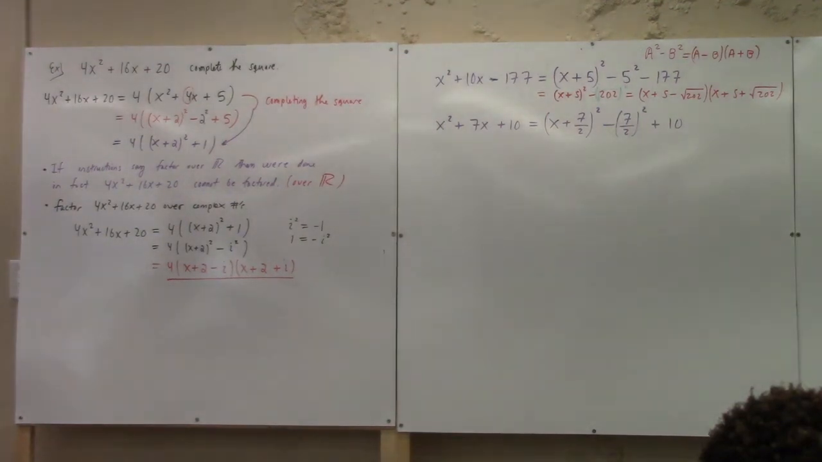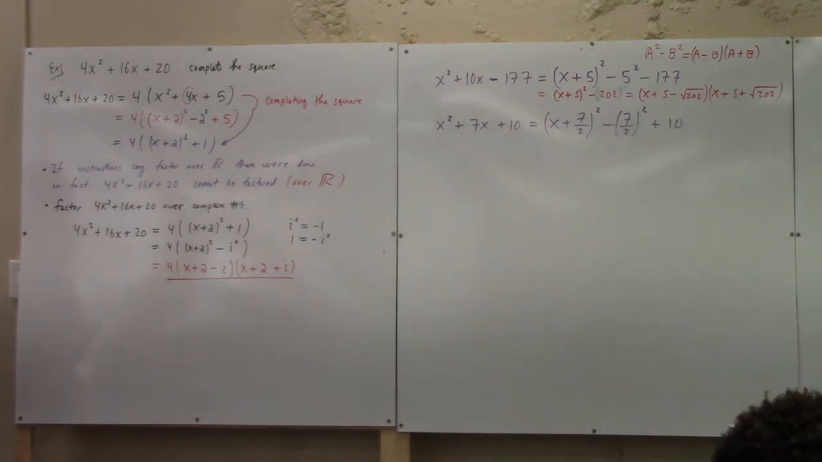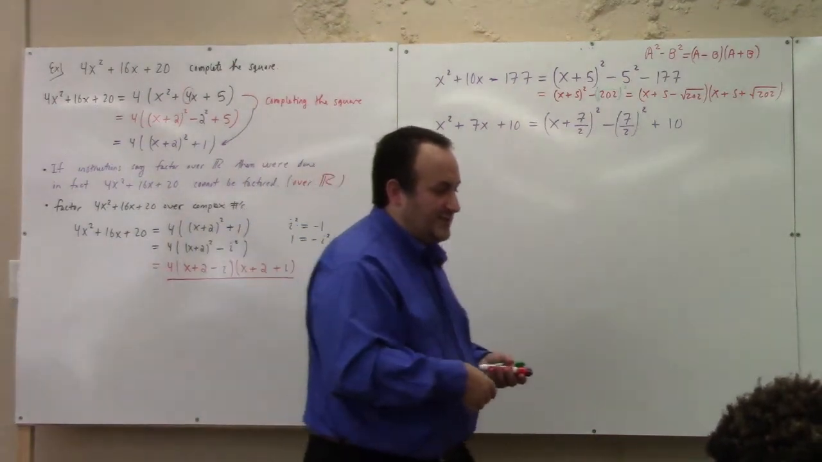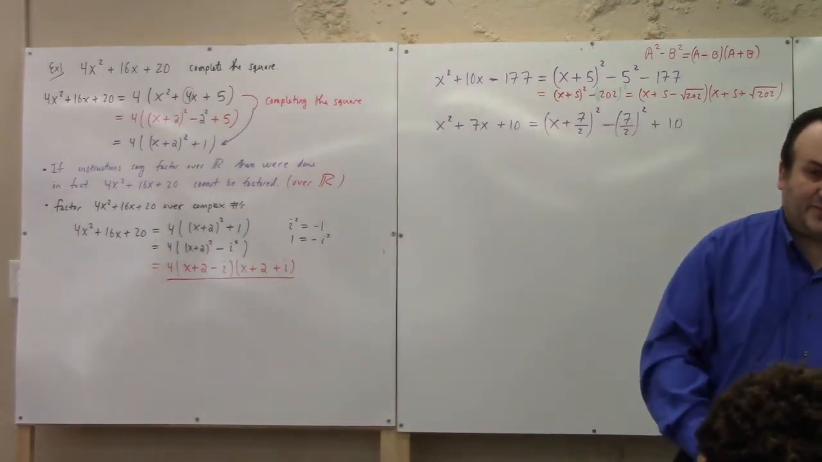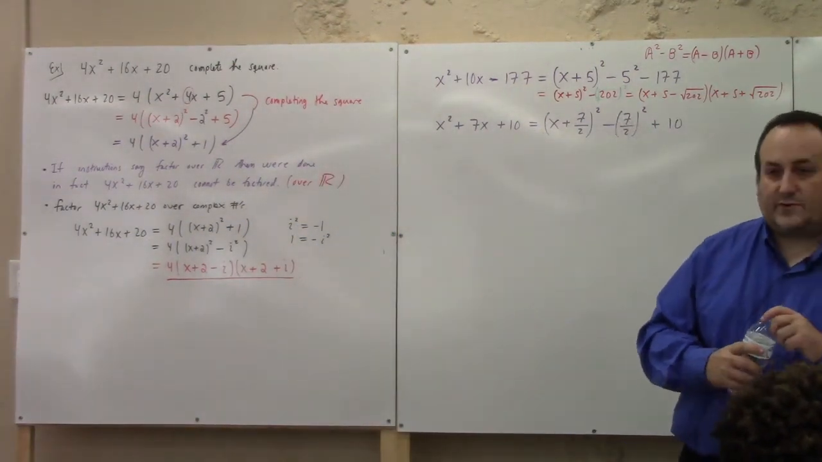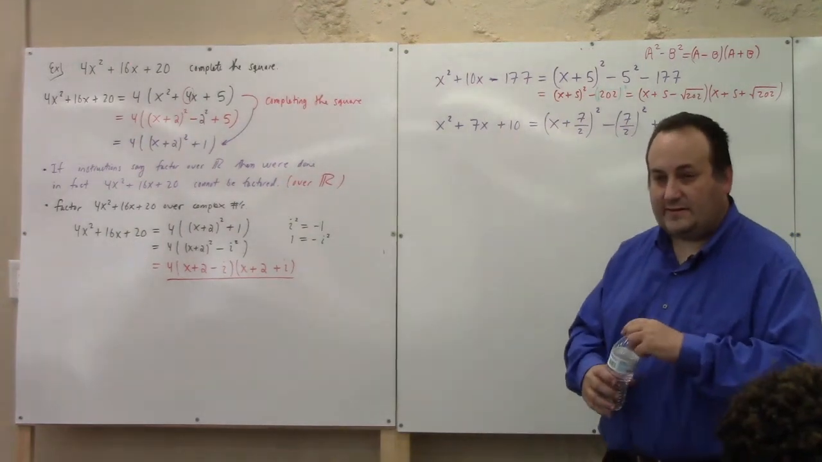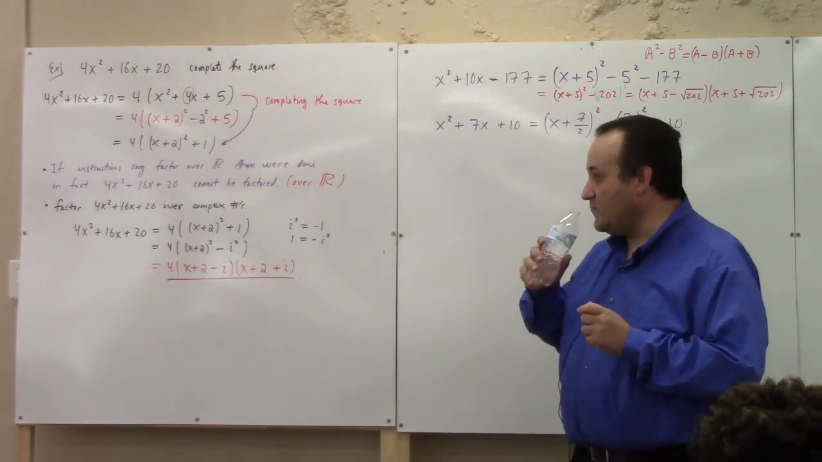This is the thing. If the instructions say factor over the complex numbers, everything factors over the complex numbers, because complex numbers are special. They're called complete because they do this. It doesn't matter which polynomial you're looking at. If you have complex numbers to work with, it will break down into linear factors, possibly repeated.